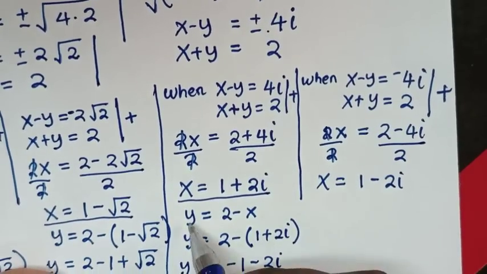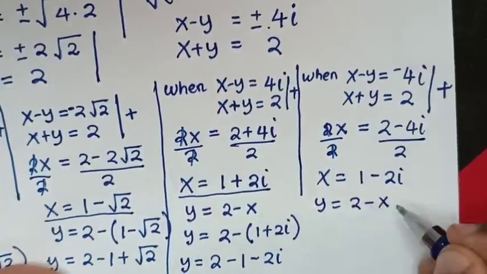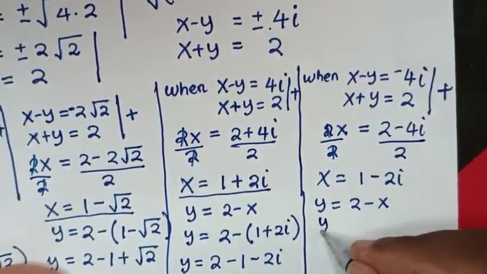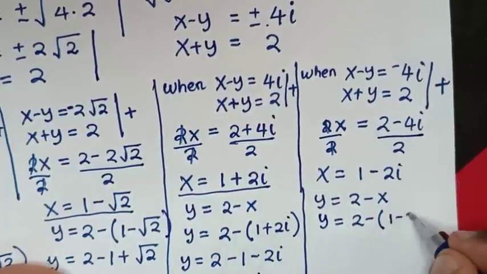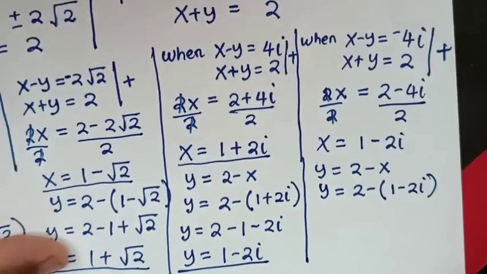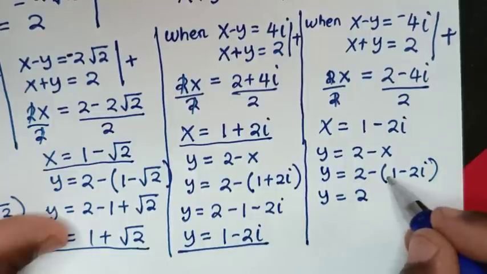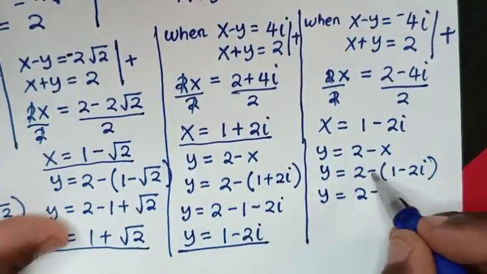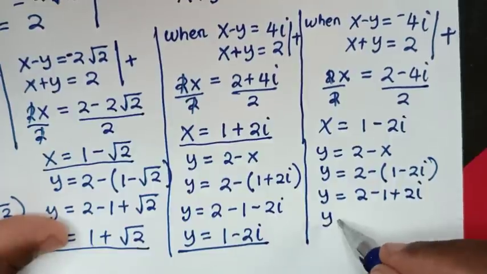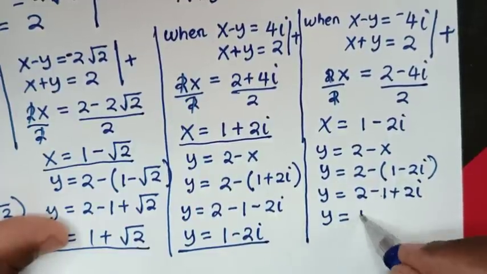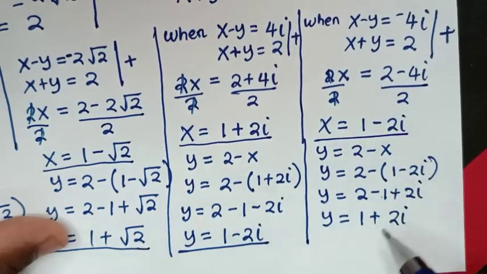Then to find the value of y, y is equal to 2 minus x, so y is equal to 2 minus the bracket, our x is this, 1 minus 2i. So y is equal to 2, we open the bracket by negative, minus 1, negative and negative to be plus 2i. Then y is equal to 2 minus 1 is 1 plus 2i. So when this is x, this is y.